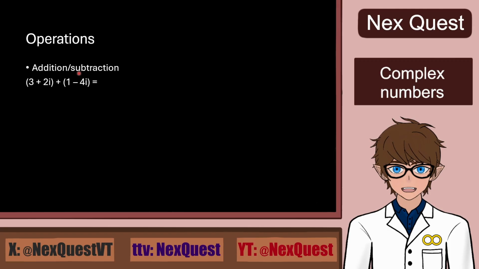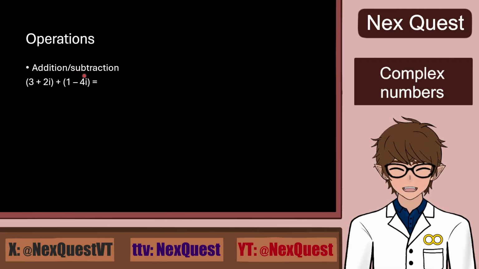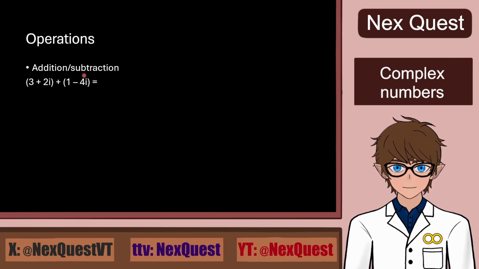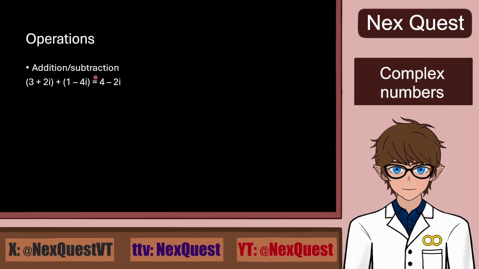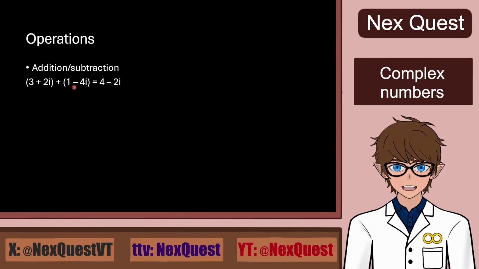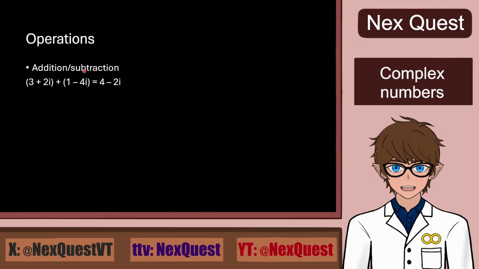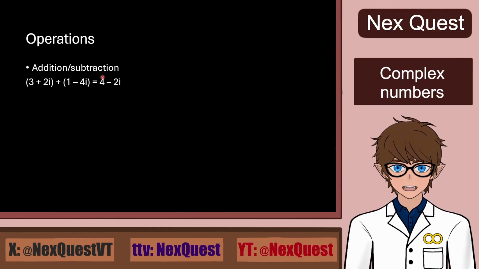Just like with binomials, we add or subtract the terms separately. It helps if we treat i as a variable, especially in these 2 operations. So I add 3 and 1 together, and then 2i and minus 4i. So the result would be 4 minus 2i as our answer.